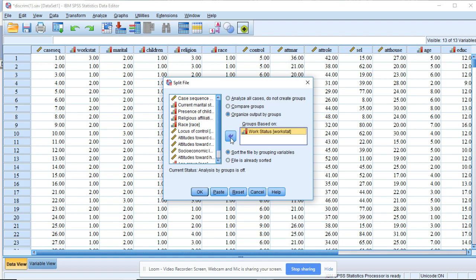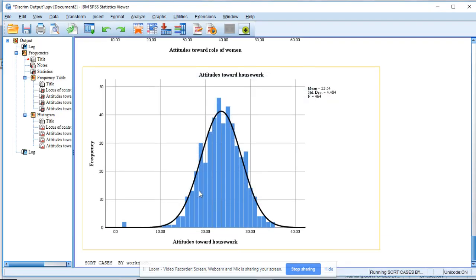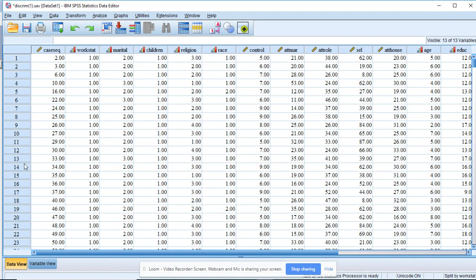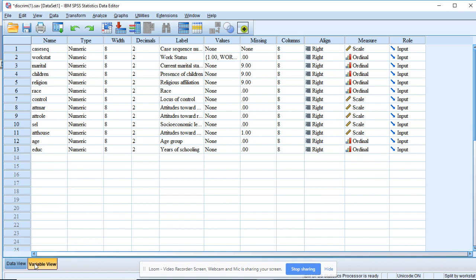Now, technically, work status is a nominal variable, and so we should really change that too, just to be accurate, but it's not going to matter right now. So let's split the file and then go do that. So we'll click OK, minimize the output. Now, before we forget, let's go over to Variable View and change work stat right here to nominal. Okay, save your data set every time you make some changes.